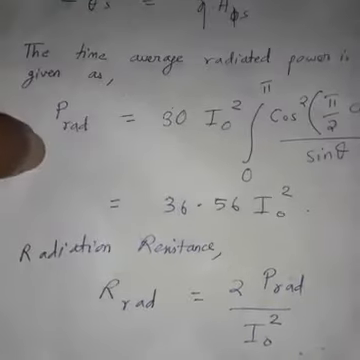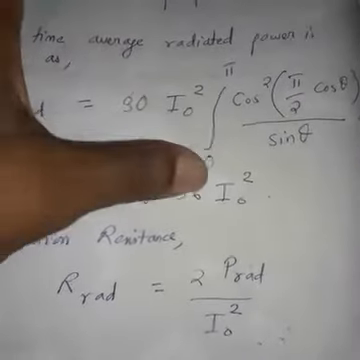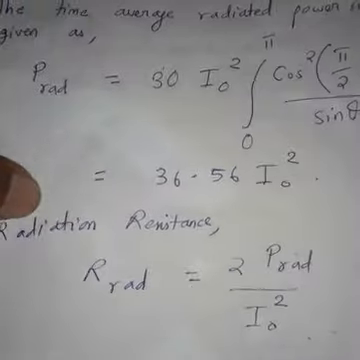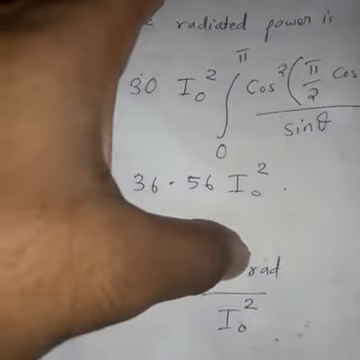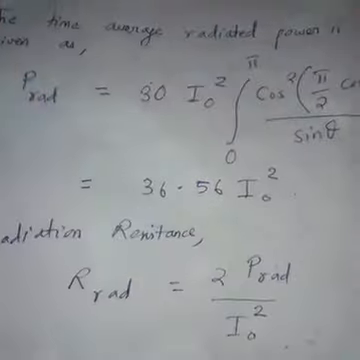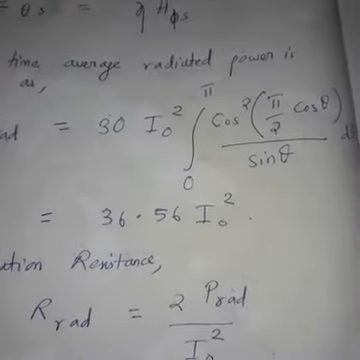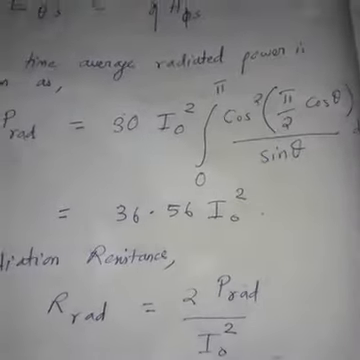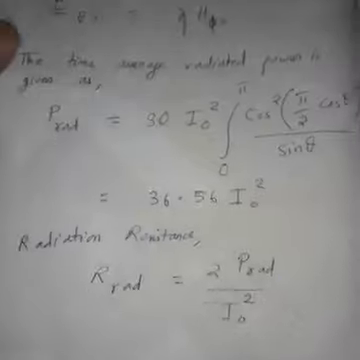Okay. So radiation power is this much, 36.56 I0 square. Radiation resistance is this much, 2 P radiation by I0 square. So you may get a short question from this to calculate the radiation power or the radiation resistance. Okay. So you have to remember. So clear about half wave dipole antenna.